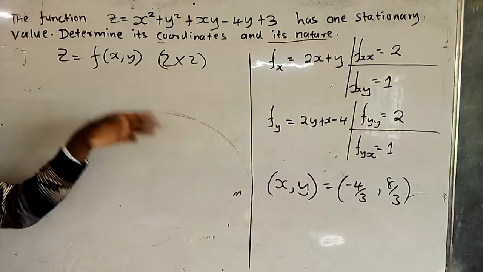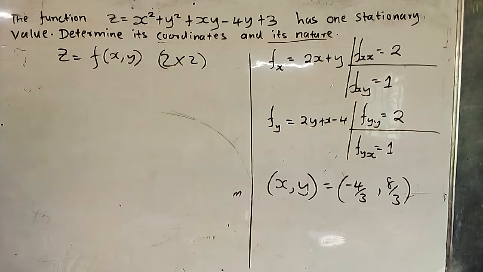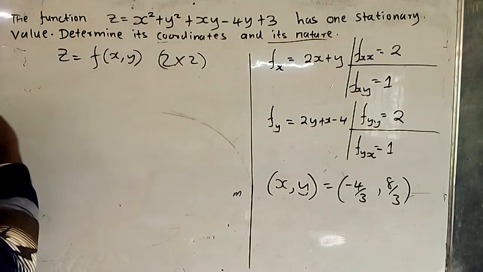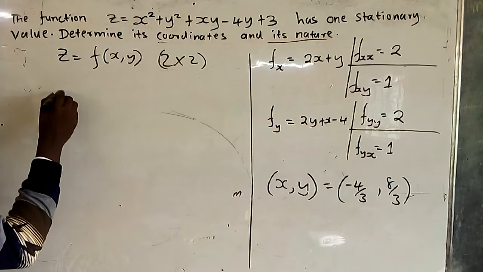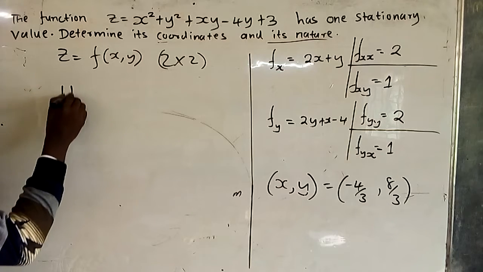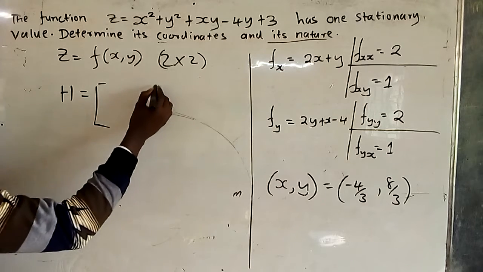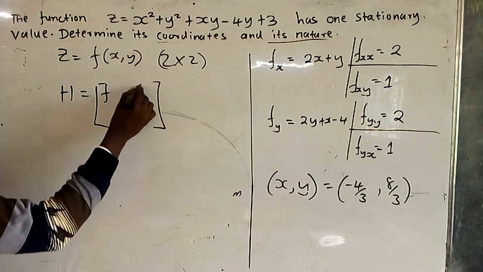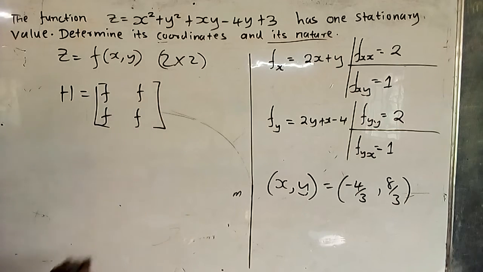If you have three variables, it is a 3 by 3 matrix. If you have one variable, it is a 1 by 1. If we have four variables, it is a 4 by 4. Here we have z is f of x, y. So how do you construct this Hessian matrix? We've seen it is a 2 by 2 matrix.